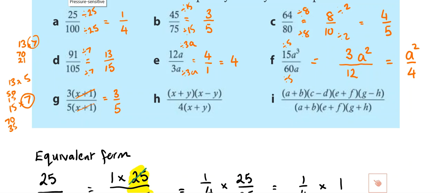X minus y over 3x plus 1. So the common factor, again, is x plus y. So this multiply by x plus y is cancelled out by a divide by x plus y. So we're just left with x minus y, no need for brackets anymore.